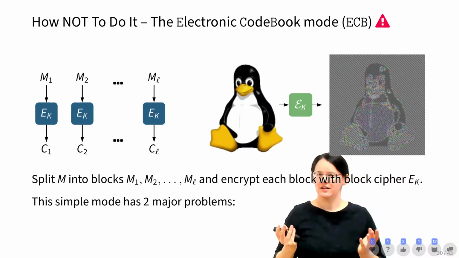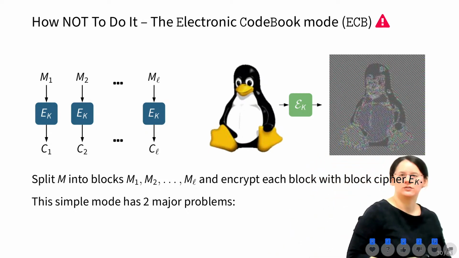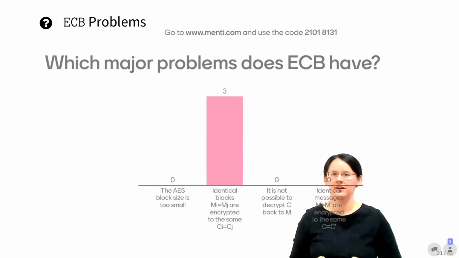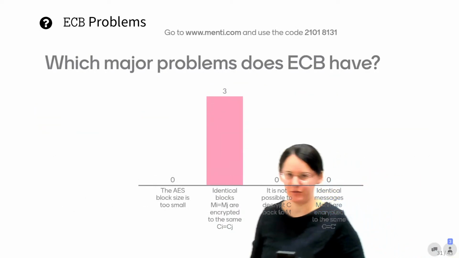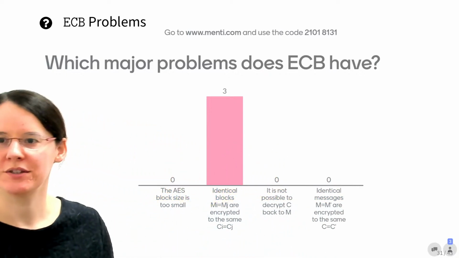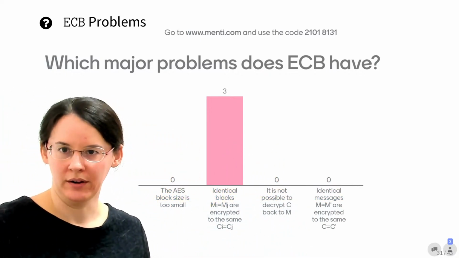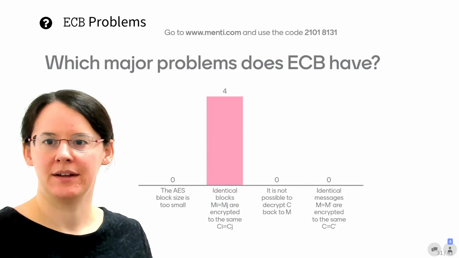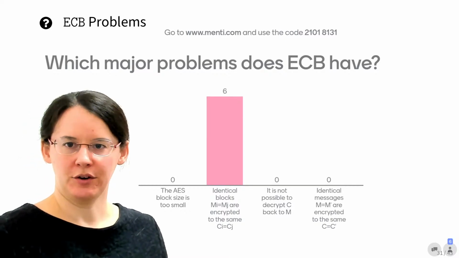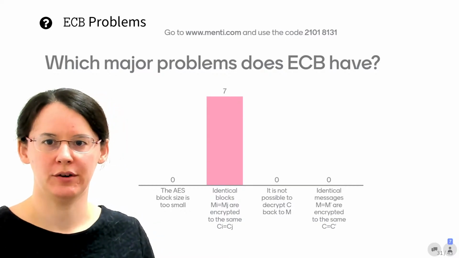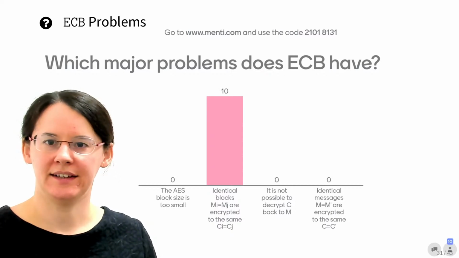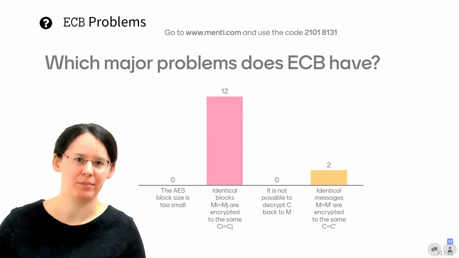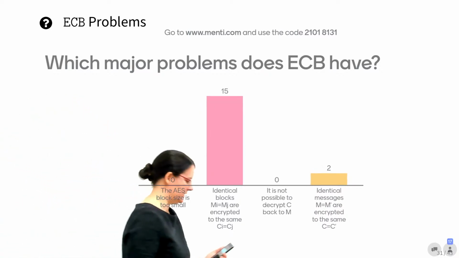Now the big question is, why is that? And what are the two major problems of this mode of operation? This is what I want to ask you in the Menti. There are a few options here. The first option is that the AES block size is too small. The second option is that identical blocks are encrypted to the same ciphertext blocks. The third option is that it's not possible to decrypt, and the fourth option is that identical messages are encrypted to the same ciphertexts. Let's have a few opinions on what you think is a bad idea.